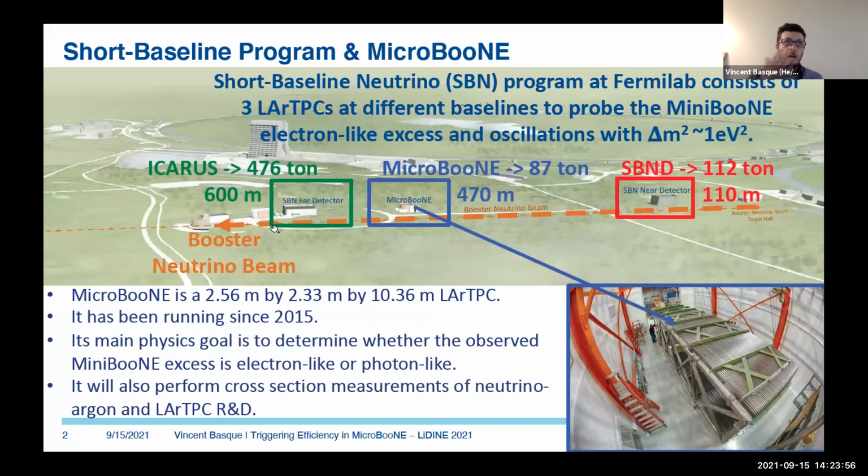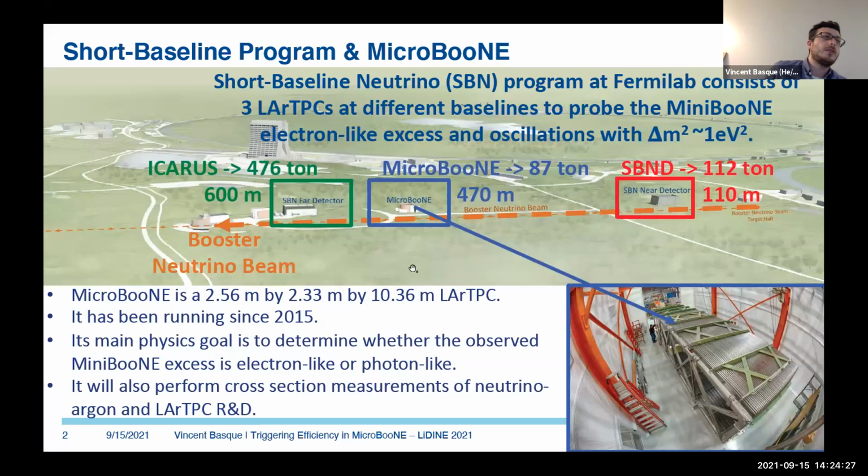So MicroBooNE is part of the Short-Baseline Program at Fermilab, which consists of 3 LArTPCs placed at different baselines along the Booster Neutrino Beam that's produced at Fermilab. MicroBooNE sits quite in the middle, just 0.5 kilometers away from the target that we see on the far right. MicroBooNE is a rectangular shaped box that we can see here. This is the TPC, about 10 meters long by 2.5 by 2.5.